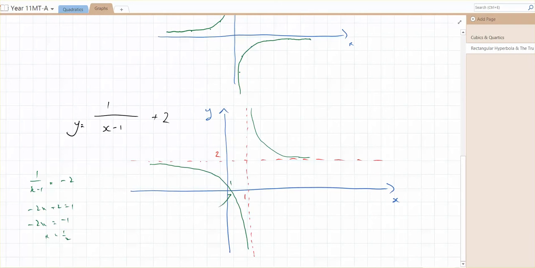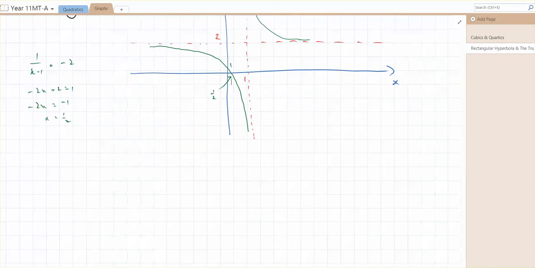So we quickly worked out there that my x-intercept would be 1/2. But what I really want you to get out of this is that when we mess around down here, if we add or subtract something in here, then that's going to shift horizontally our asymptote. So it starts off here. The minus 1 means it shifts right by 1 to a new asymptote that goes through x equals 1. And the plus 2 on the end here pushes our horizontal asymptote up to 2. And that's the hyperbola. Okay, let's move on.